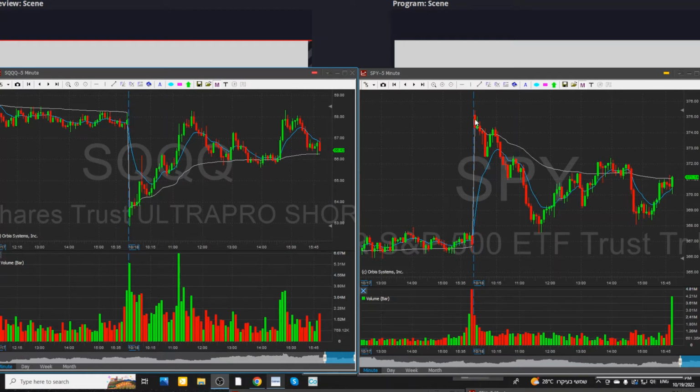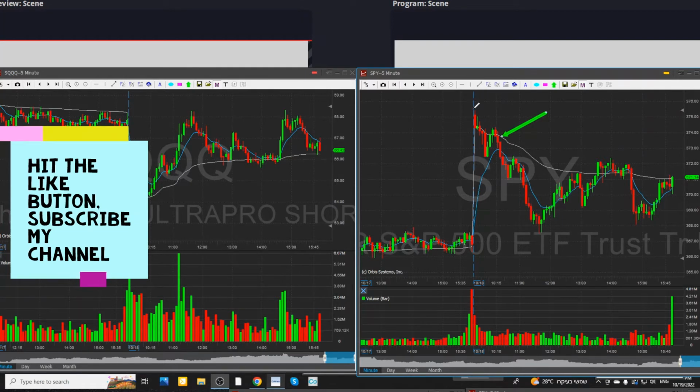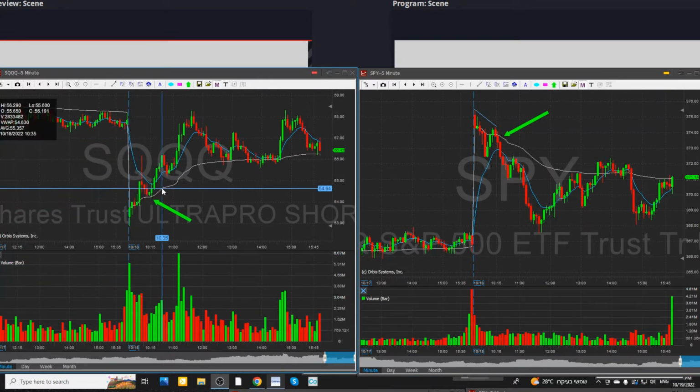So we got a gap up. I let the market show what's going on, and then that was the point when I decided. I started to see a lower high. For me, it was a good opportunity with the stop around here, and that's exactly where I took the SQQQ, with a really, really small stop.